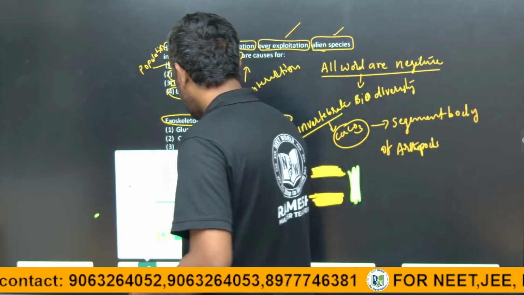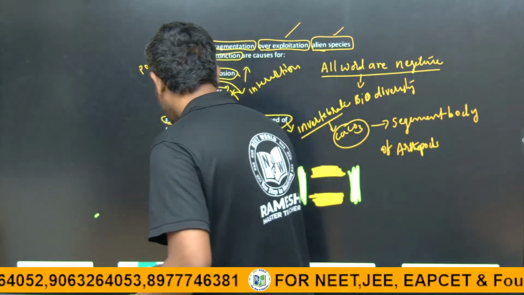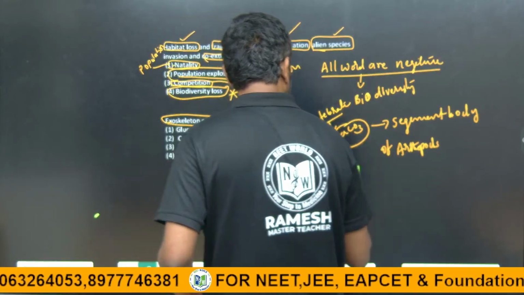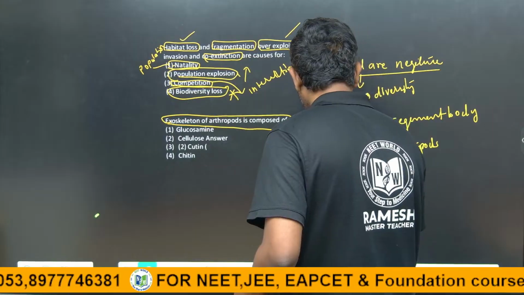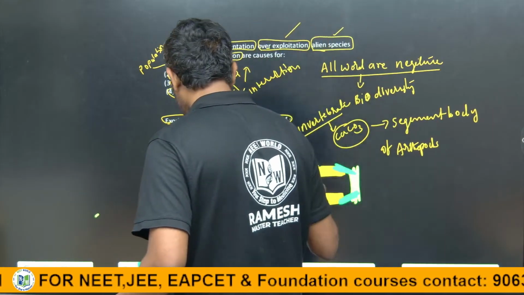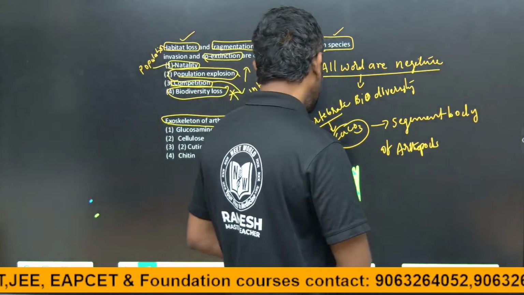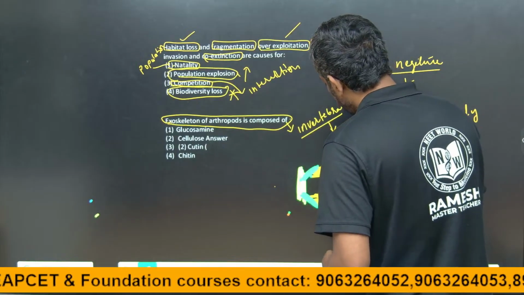They are connected by a layer called the arthrodial layer. This is the plate structure of the segmented body of the arthropod. This is posterior.